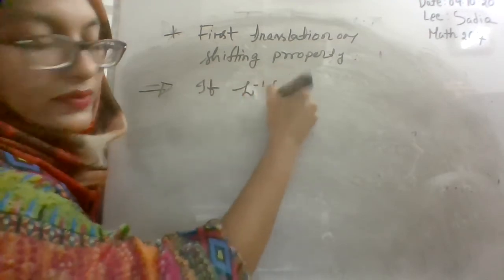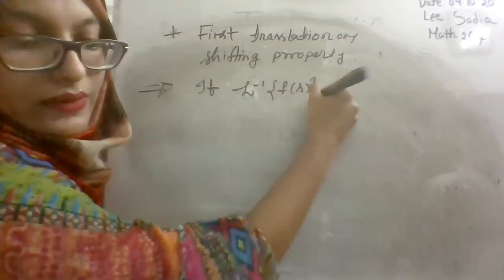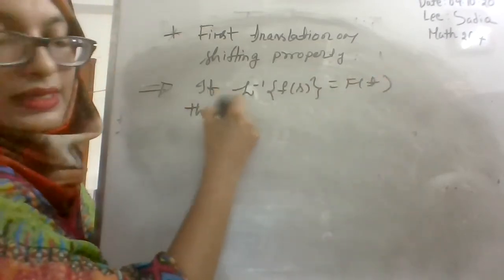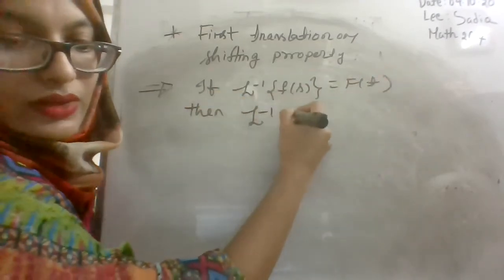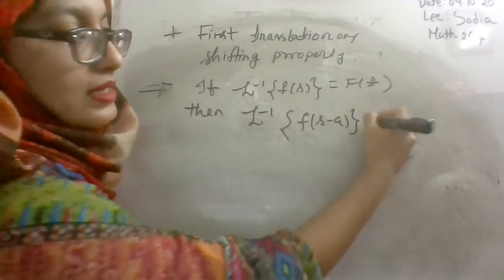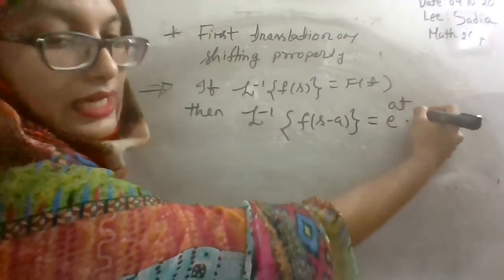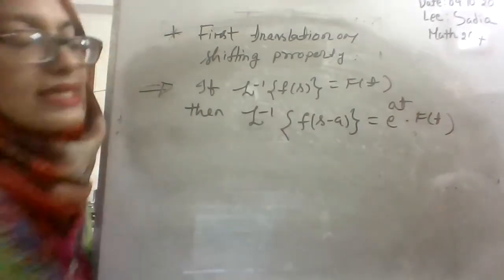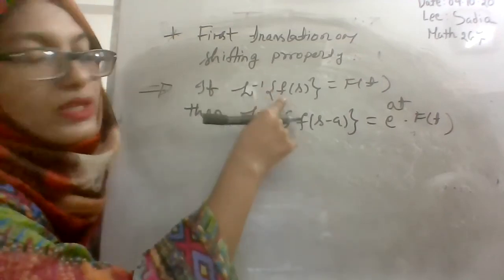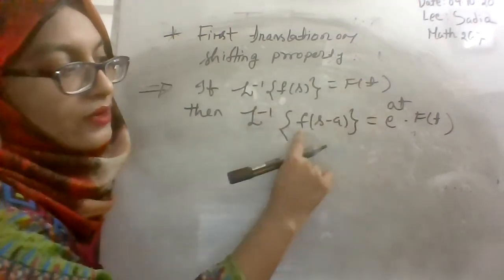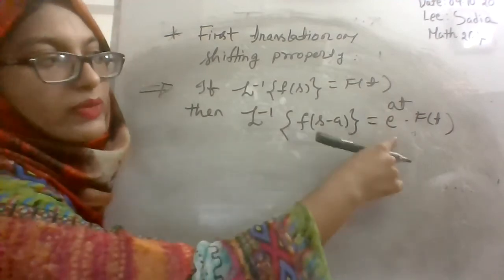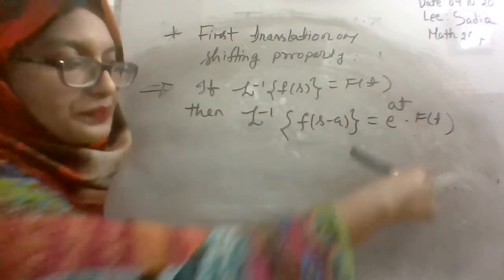if inverse Laplace transformation of f of s is equal to f of t, then inverse Laplace transformation of f of s minus a is equal to e to the power at f of t. What is this? If the inverse Laplace transformation of small f of s is f of t, then for f of s minus a, the inverse Laplace transformation will be e to the power at f of t.